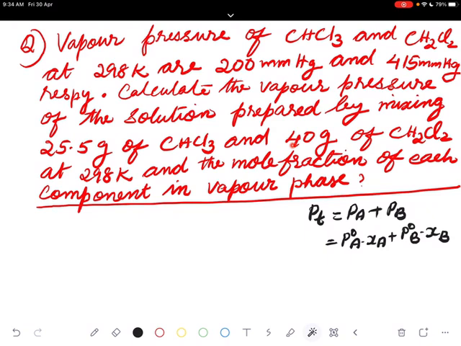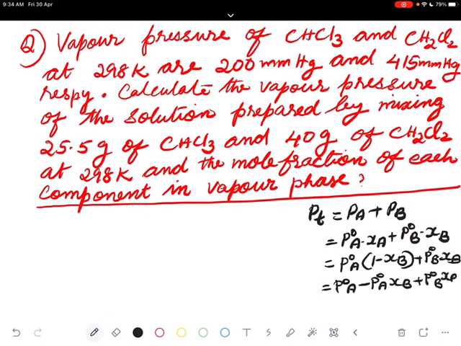Or we can make a new equation also from this, where we convert XA in terms of XB, that is P naught A into 1 minus XB plus P naught B XB, which is equal to P naught A minus P naught A XB plus P naught B XB, which is equal to P naught A plus P naught B minus P naught A into XB.